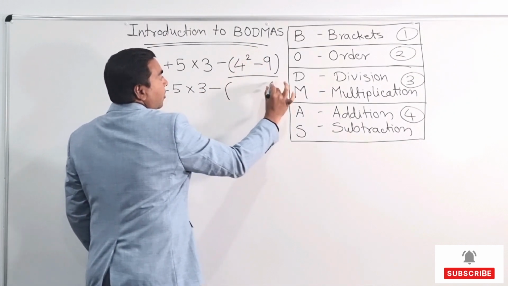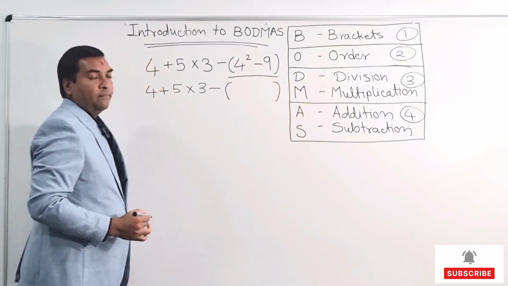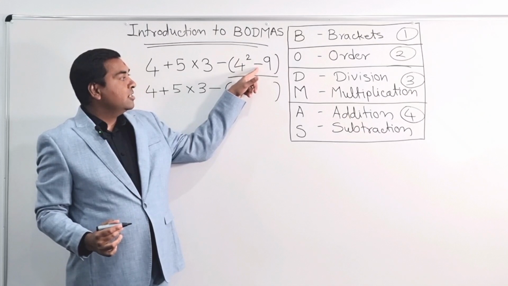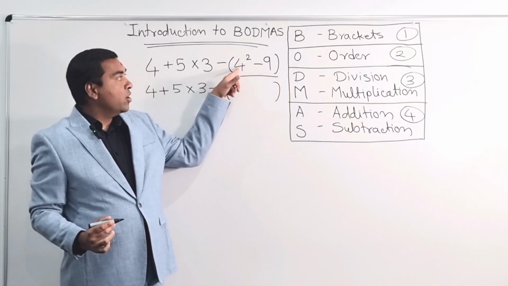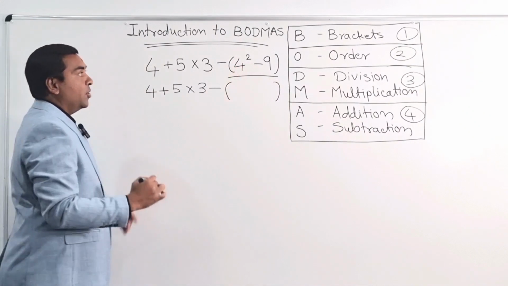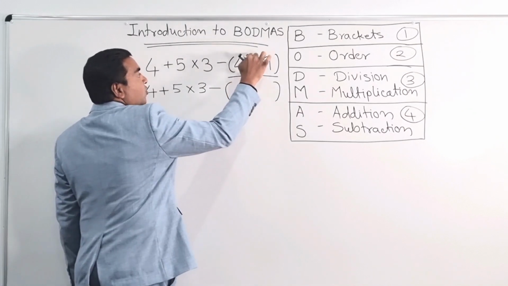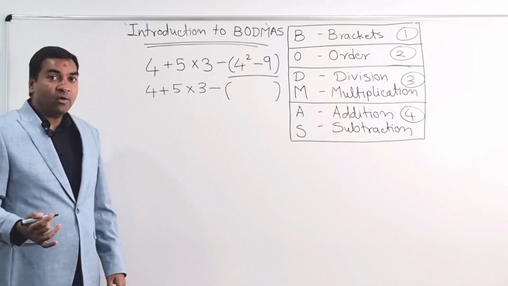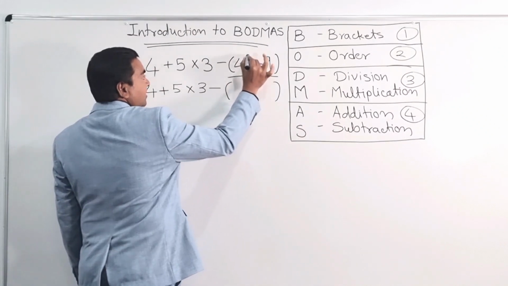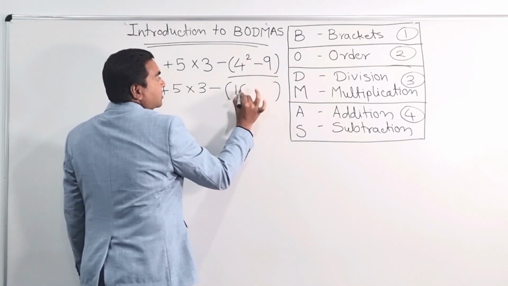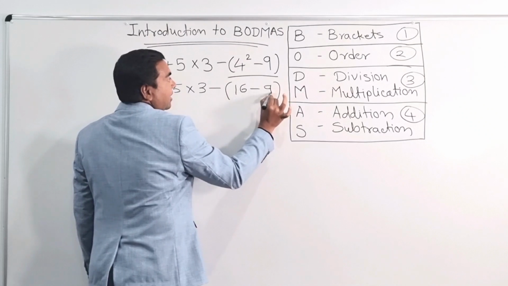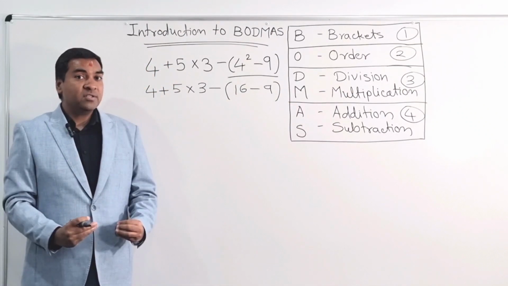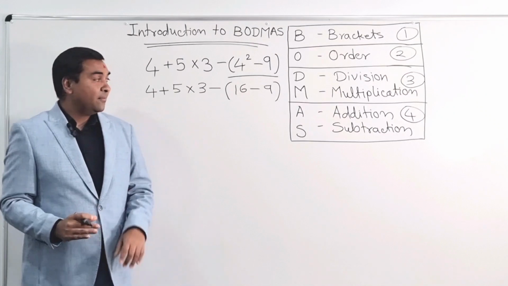Now again, within that bracket, I've got 2 operations. One is order, a power, and then there is a subtraction. Now we know order has first priority, so I'll work out that 4 square. 4 square is 4 times 4, and 4 times 4 is 16. So I'll just change that to 16 minus 9. As you can see, I'm not doing many operations together, only one at a time.